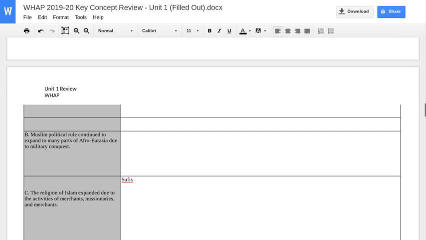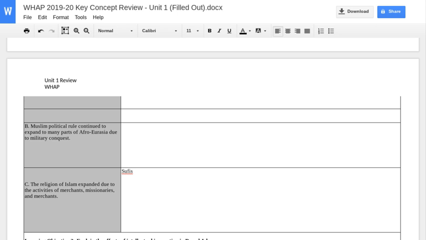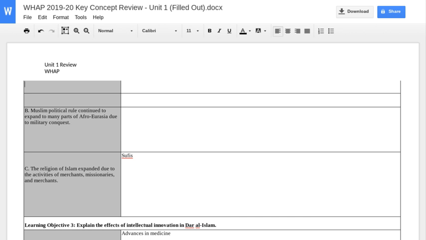So as you look at that, make sure you can explain how the military and what they did contributes to an expansion. And then C, it's going to expand further, not only with the military, but also the activities of merchants, missionaries, and that is not supposed to be merchants. That is supposed to be Sufis, which I have here on the right side. But I am hoping you have the ability to explain how merchants can expand a religion, whether it's Islam, Christianity, Buddhism, whatever.